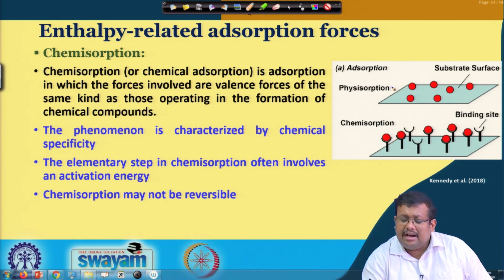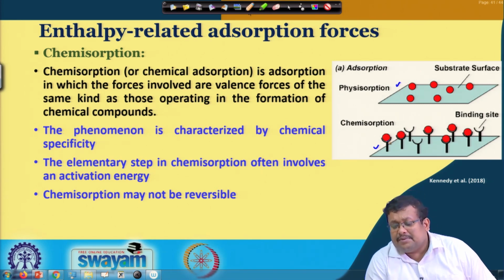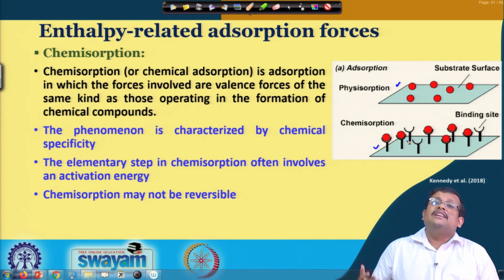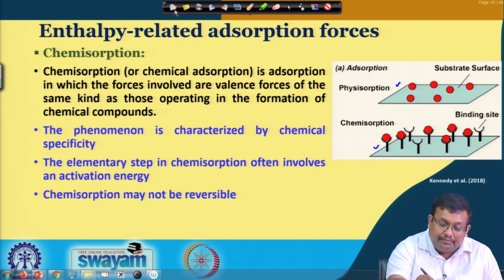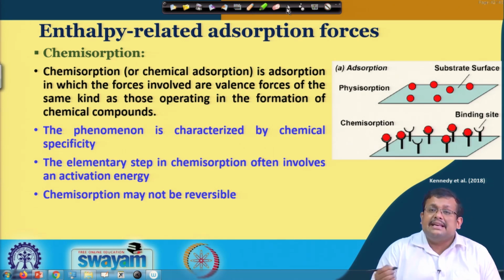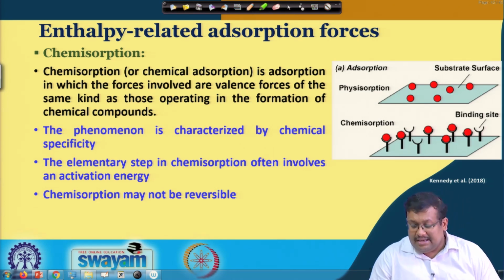There are two examples here, one is physisorption and the other is chemisorption. In case of physisorption, we cannot see any specific binding site. However, in case of chemisorption, on the substrate surface we can see there is a specific binding site in which the solutes are getting attached. So, this is the example of chemisorption, and this is an example of specificity of chemisorption.